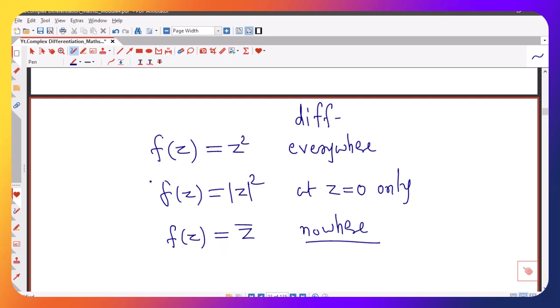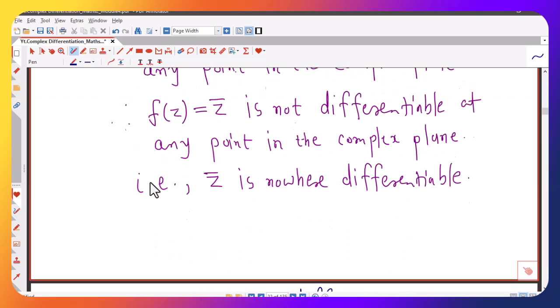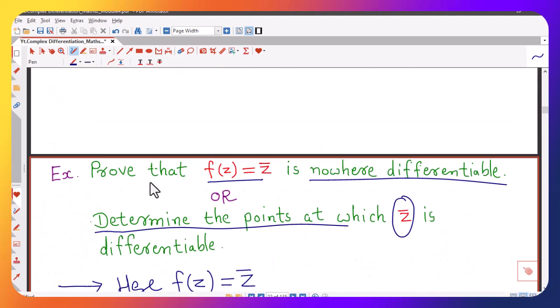So remember, all these are standard or important functions. We are going to use them repeatedly in upcoming lectures of this series. So this is all about this session. Here we have discussed that function z bar is nowhere differentiable using Cauchy-Riemann equations.